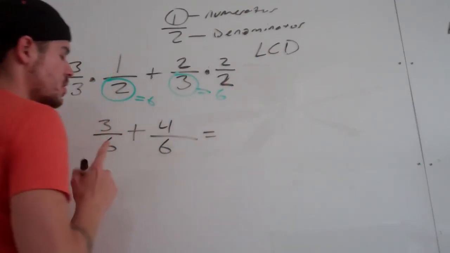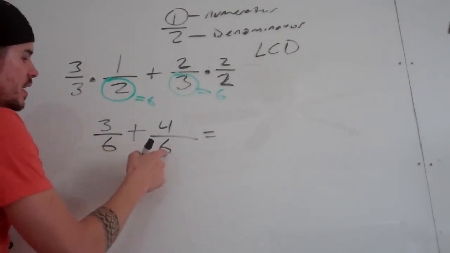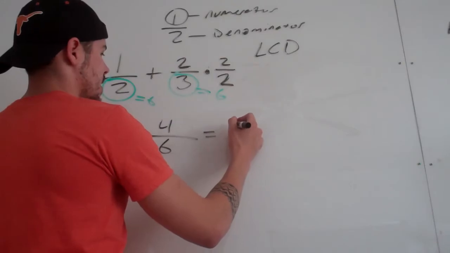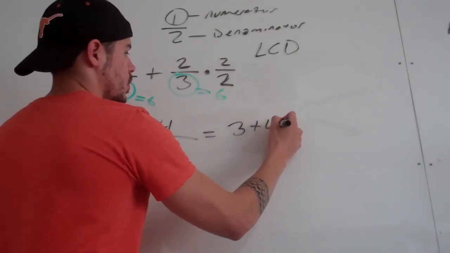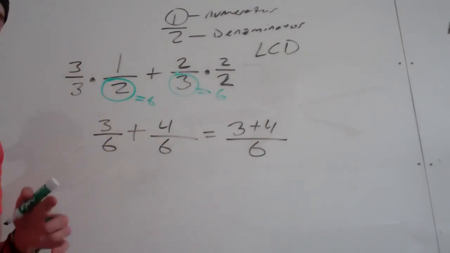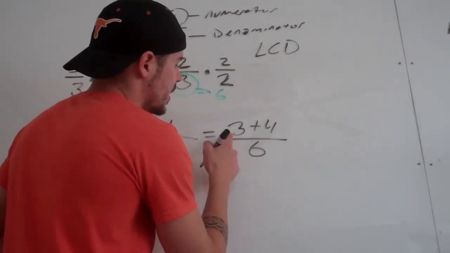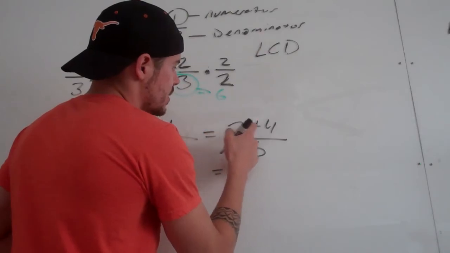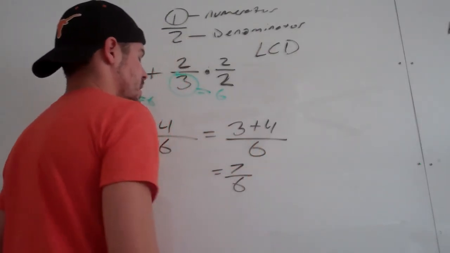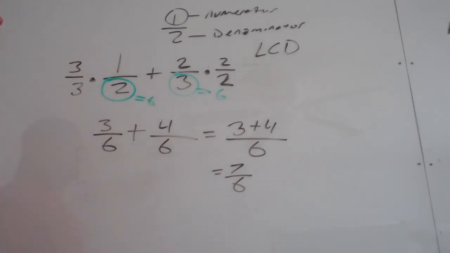Now, we can also rewrite this, since they have the same denominator, they have the common denominator. Now I can write this as 3 plus 4 divided by 6. And what does that equal? Well, now what we have to do is add these two, right? So 3 plus 4 is 7 divided by 6. So that's our final answer.